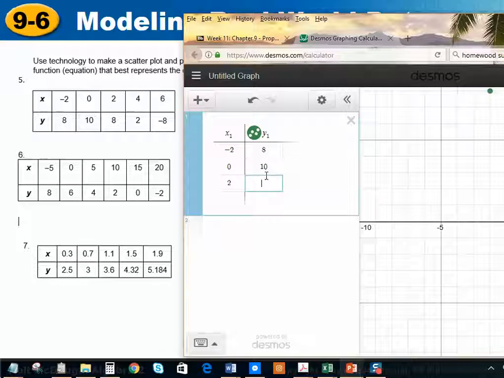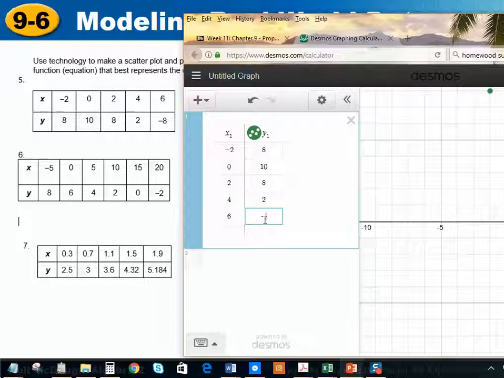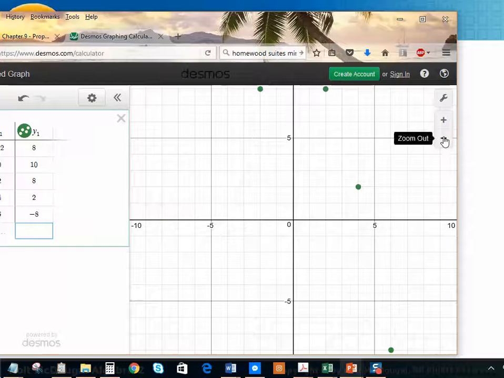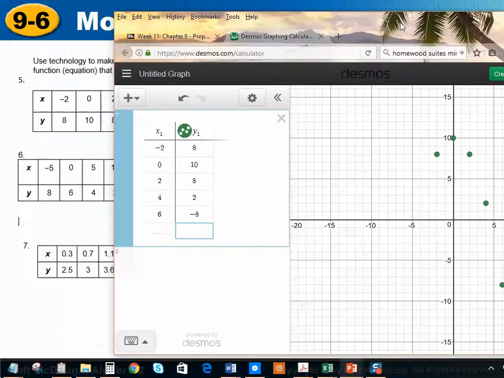You can use your keyboard, or you can get the keyboard down here if you need that one. 2, 8, 4, 2, and 6, -8. And then I'm going to look at it first, and I'm going to see if it looks like it's quadratic or linear or exponential or so on. So let's move this over, and I'm going to zoom out just a little bit. Oh, it looks quadratic, doesn't it? Doesn't it look like a parabola that's opening downward? So I'm going to run quadratic regression first.